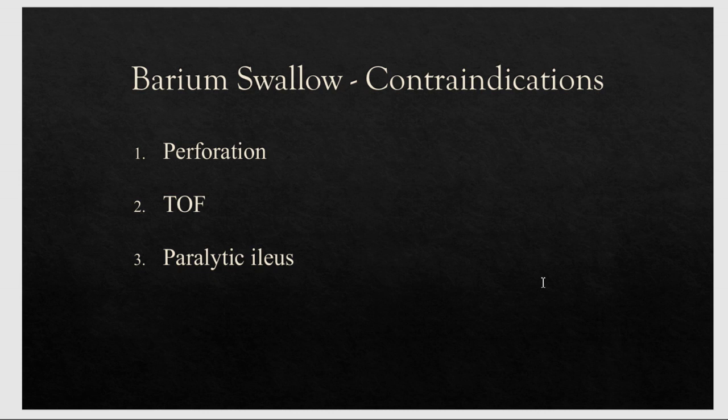Now, there are 3 important contraindications for barium swallow. First, I have already told you the tracheoesophageal fistula, avoid this barium swallow. If we are suspecting some perforation in the esophagus or the stomach, the upper part, or even the antral, avoid this barium swallow. Don't order a barium swallow. So perforation, tracheoesophageal fistula, and paralytic ileus. These are the three important contraindications for barium swallow.